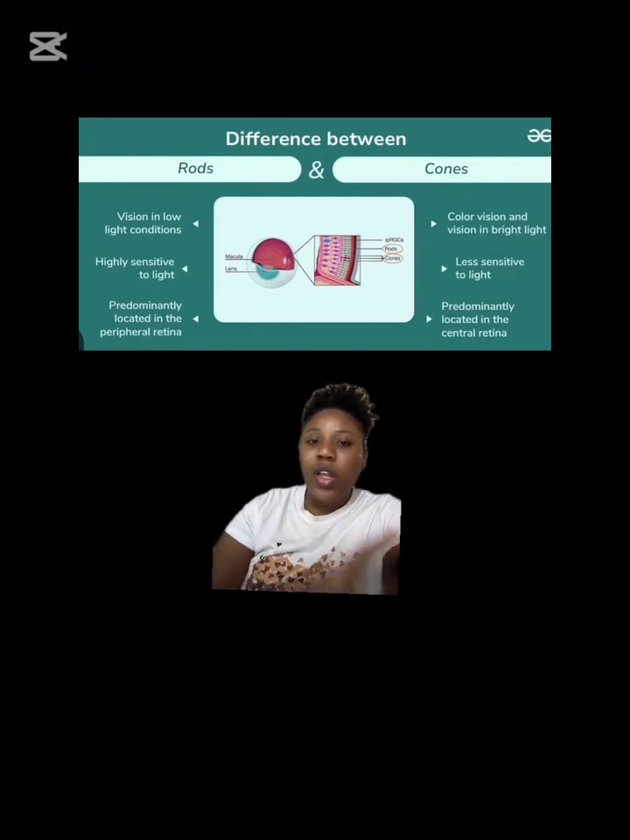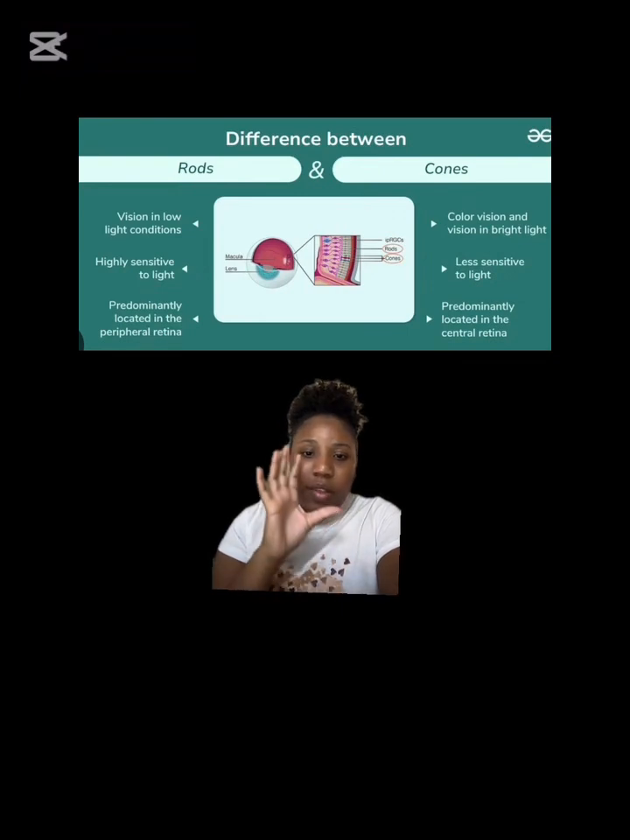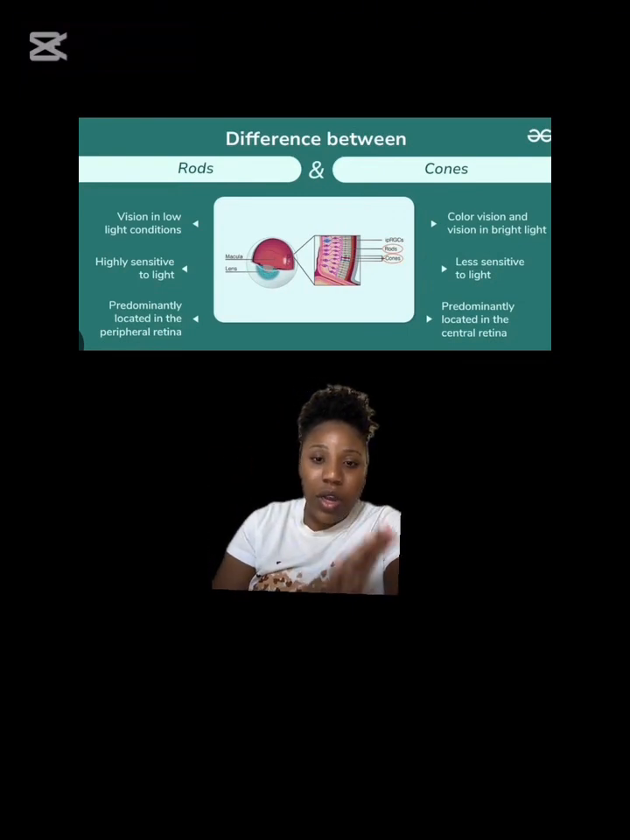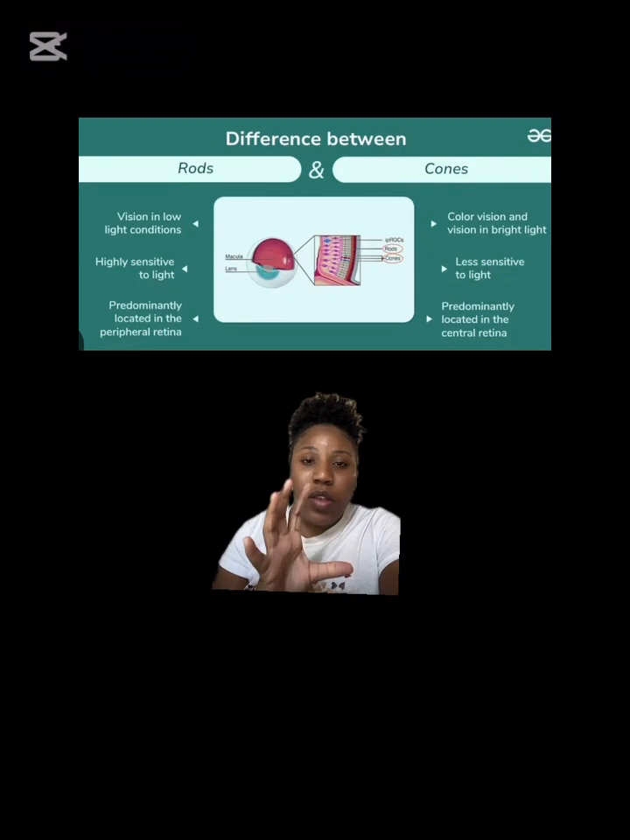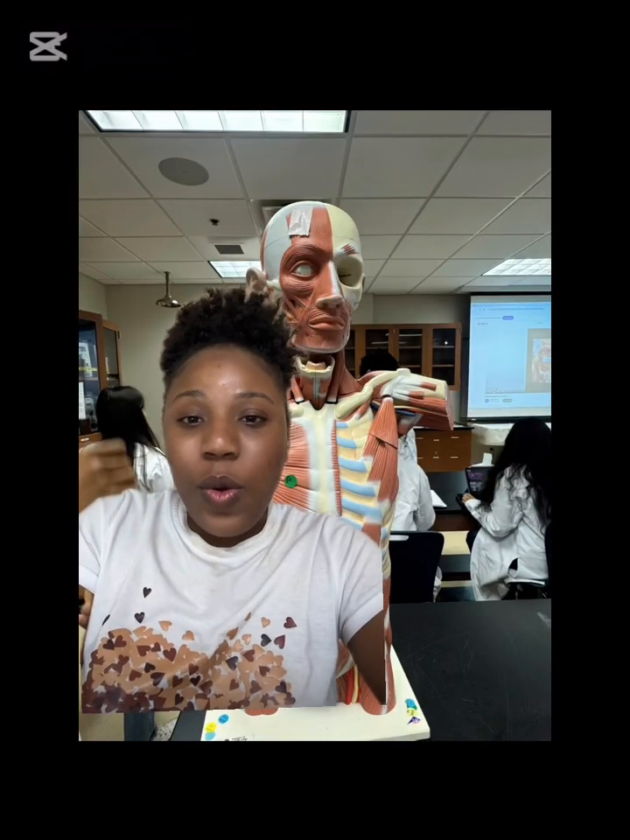So to sum up the difference between rods and cones, rods help us see in the dark and cones help us to see color and details. All right, so that is the eye in a nutshell.